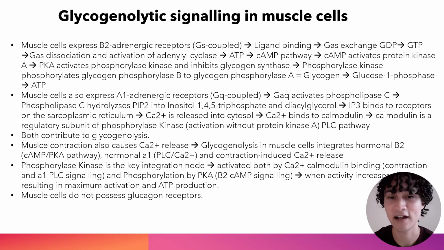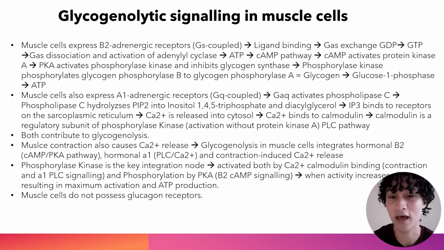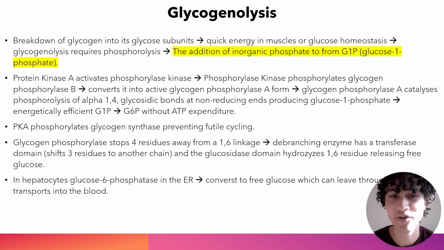And to maximize that activation, having many different methods to activate will essentially maximize ATP production in muscle cells to facilitate those demands. So before, glycogenolysis is the breakdown of glycogen into glucose. It's glucose subunits, monomeric subunits.